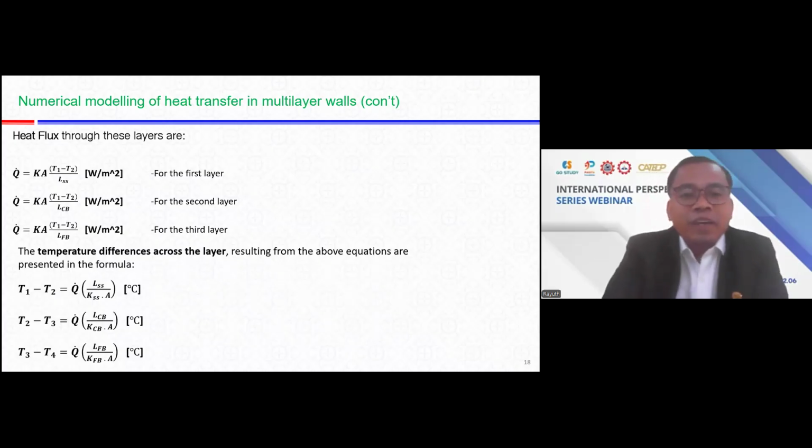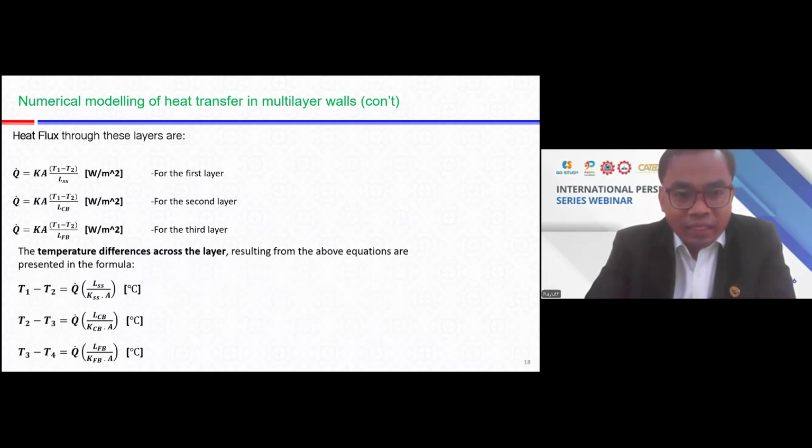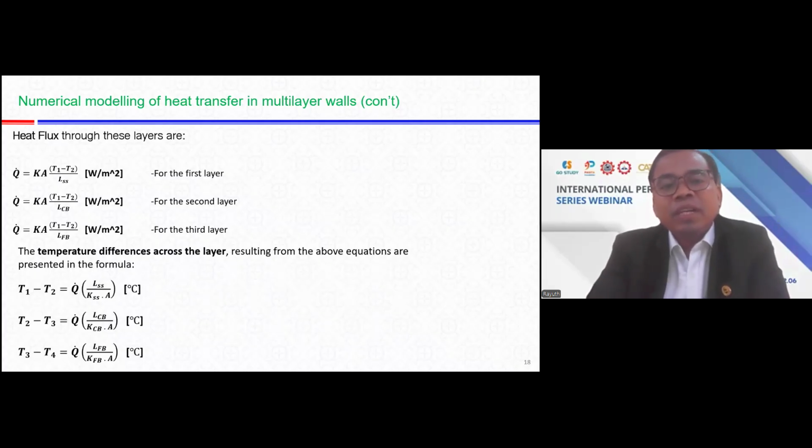And for the temperature difference, previously we mentioned heat transfer and heat flux, and this one is the temperature difference across the layer. So the result from this equation will be T1 minus T2, equal to the heat flux multiplied by the layer thickness of each wall, divided by the thermal conductivity of each material.